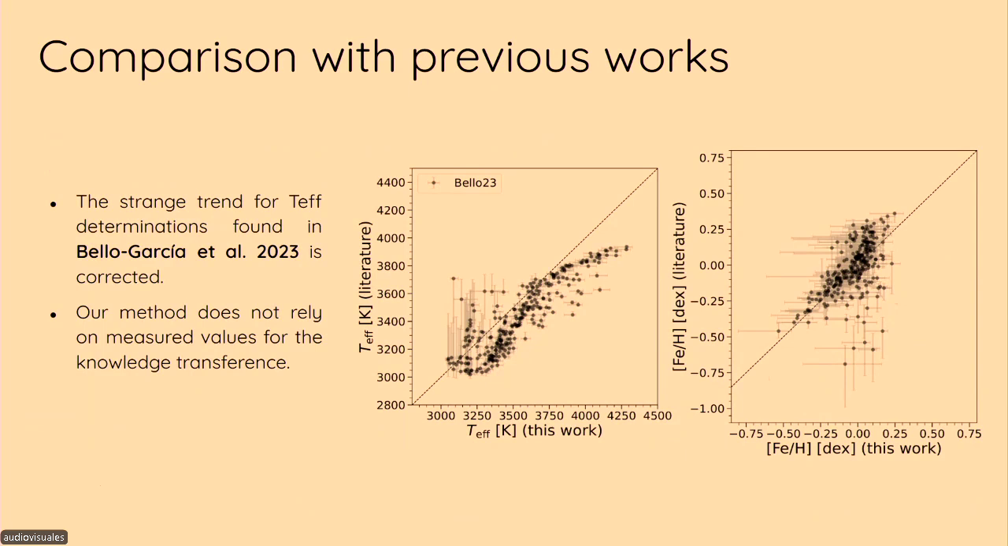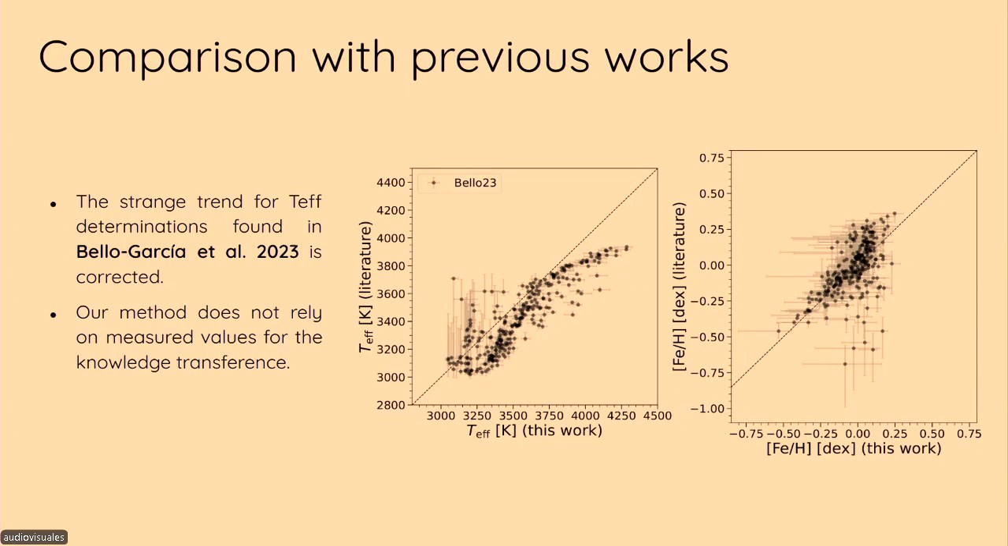And this is the comparison with the results from Bello Garcia et al. 2023. We cannot see here the surface gravity because they didn't estimate it. And we can see one thing here, and it is that as they used a very small number of reference stars for the transference of knowledge, the results of effective temperature were very tailored to this very small number of stars. So they observe a very strange trend in their predicted effective temperatures. And what we can see with our results is that we managed to correct this trend.